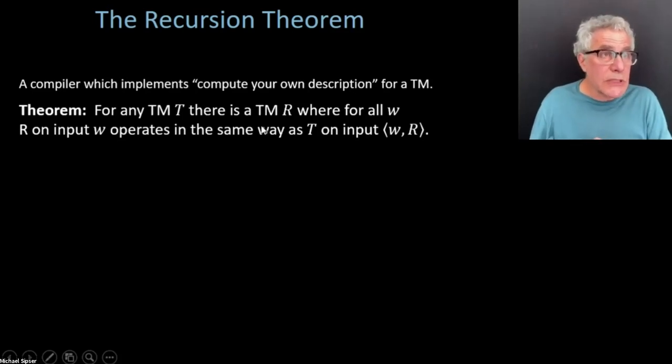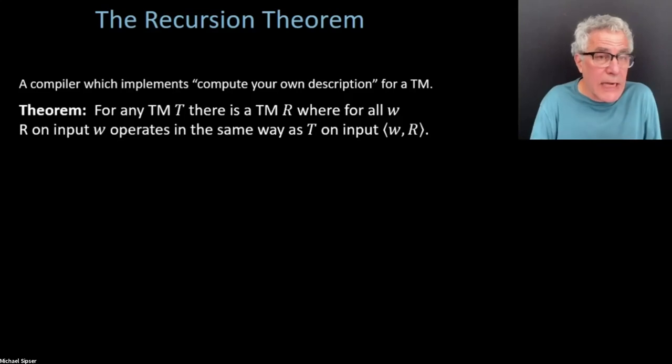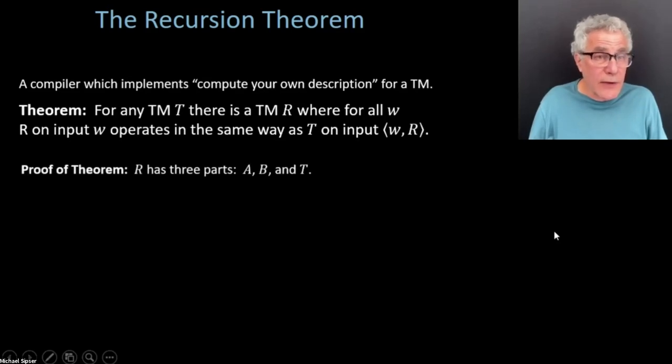So let me just see. For any machine T, there is a machine R, which for any W, the input for R, R on W operates the same as T on the input W where T is given R. So R is going to get access to R by obtaining it through calculation. Maybe it'll be clear from the proof. I always struggle with how to explain this clearly.